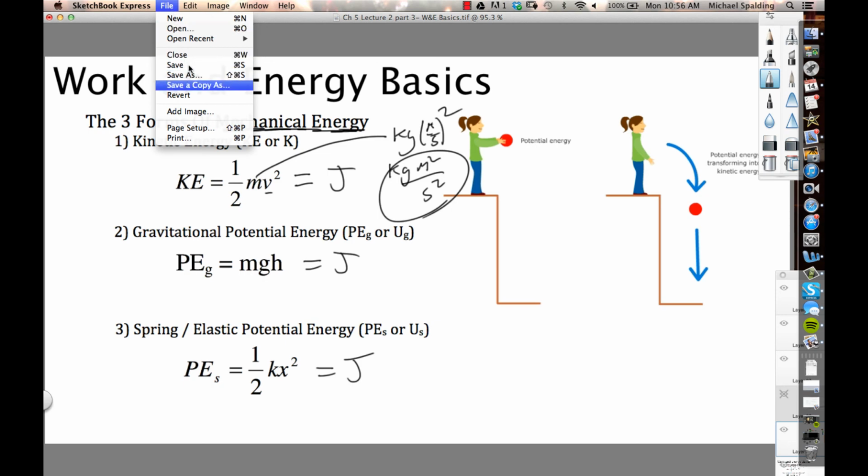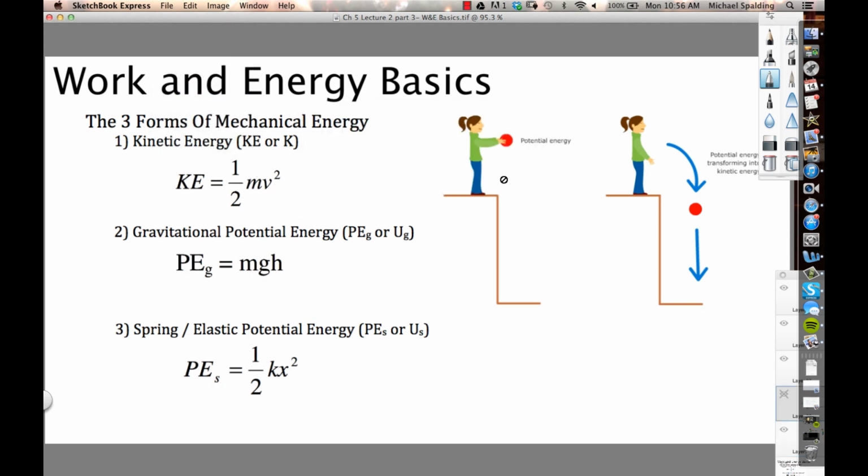Now, what do we mean by potential energy? So notice here we have potential energy due to gravity, and we have potential energy due to a spring or something elastic, like a rubber band. What does potential energy mean? It's simply, anybody know a definition for potential energy? Stored energy. It's energy that's been stored.